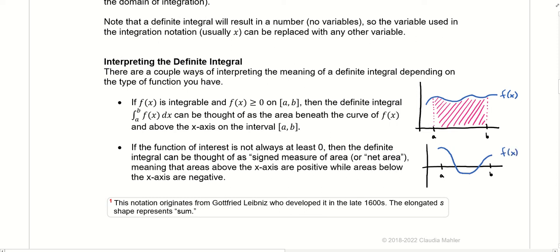So we can see it dips below the x-axis there a little bit between a and b. If this is the case, then when we compute the definite integral, you can think of it as a signed measure of area or net area, meaning that areas above the x-axis end up being positive and areas below the x-axis end up being negative.